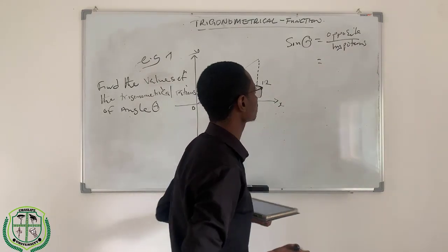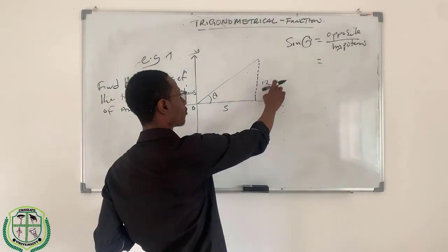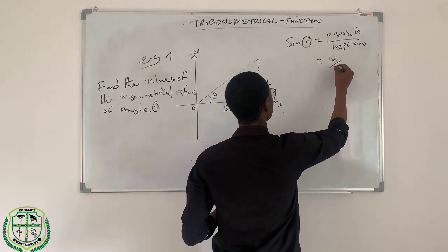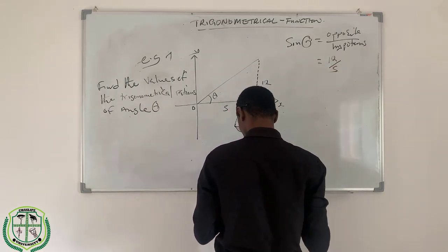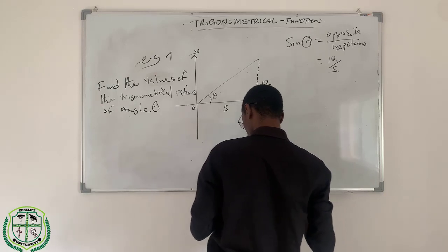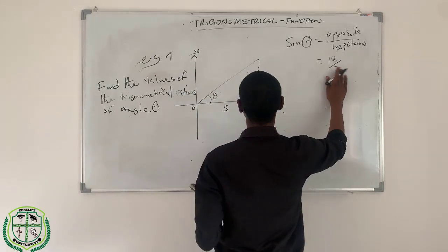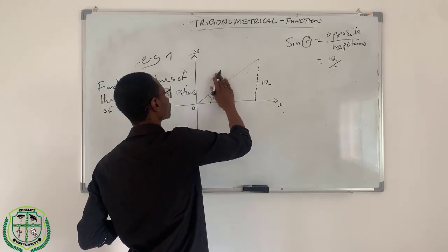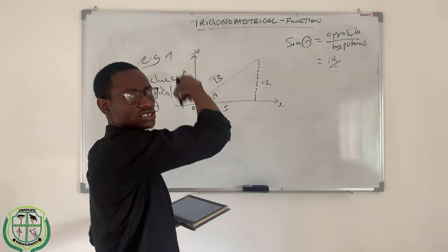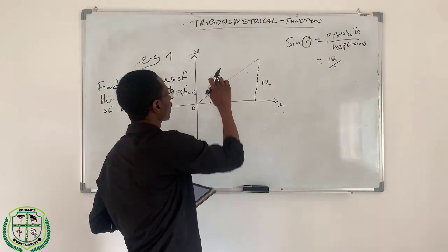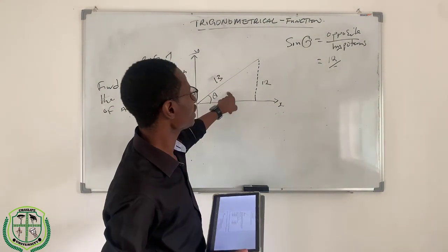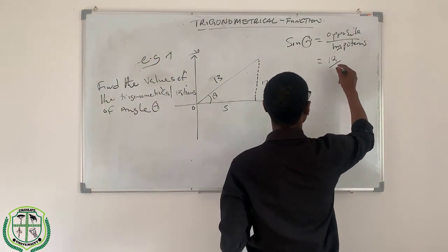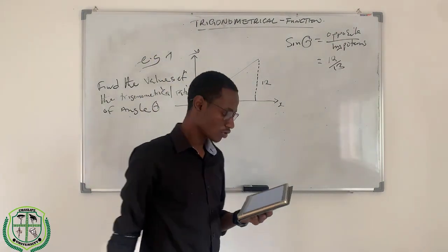What will be our answer there? So, which one is our opposite? Our opposite is 12. Okay? 12 over, since here we've already found what the hypotenuse is. Our hypotenuse is 13. We found it in the previous example, our hypotenuse is 13. So to find the size of the angle, we are going to say 12 over 13. That's the size of the angle.